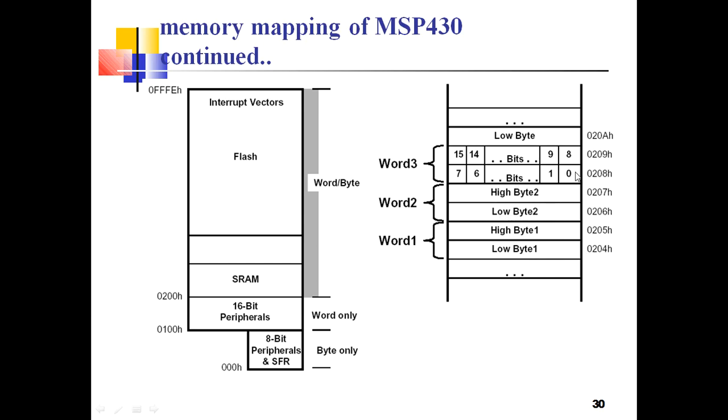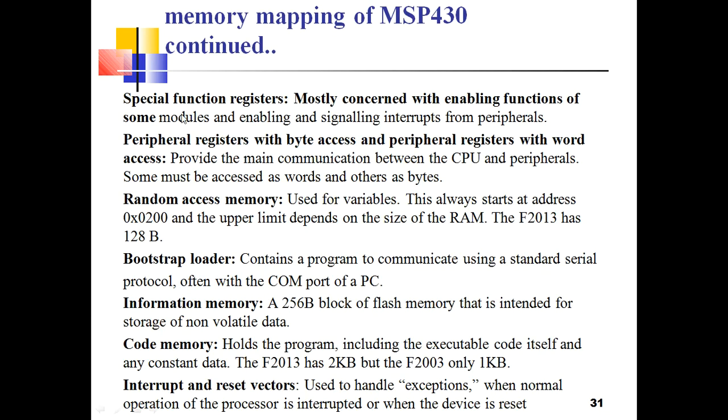If you open the low byte again, how is it going to store? The 8 bit values start from 0 to 7 and the high byte bits start from 8 to 15. Like this it is going to store the bits inside the memory. Next, it has the special function registers, concerned only with enabling some functions of the modules and peripherals, and sometimes they are used for interrupt enable and signaling from the peripherals. Next, peripheral registers with byte access and with word access. We can perform byte operations as well as word operations, which give the main communication between the CPU and peripherals.